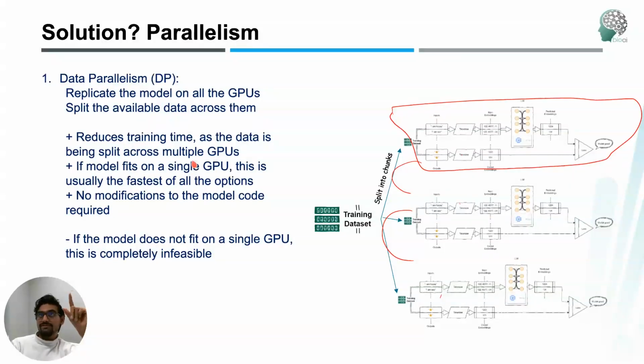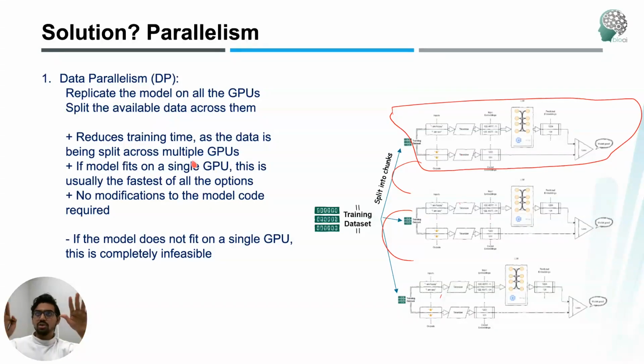And if the model fits on a single GPU, and that's a big if in the case of LLMs because most models will not fit on a single GPU. But if it does by some miracle, this is usually the fastest of all the options because this requires the least amount of aggregation steps and the least amount of modification or any sort of special stuff to be done. So this is the fastest option if your model does fit on a single GPU.